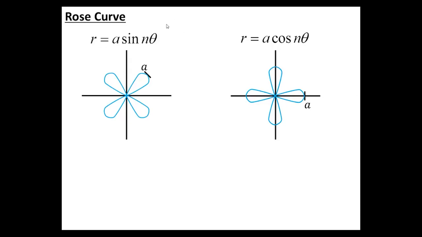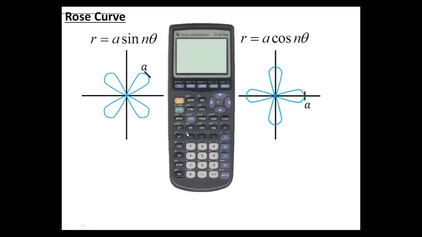So a rose curve is any polar equation that's of this basic format. Now we still have that same a value that we had before. That's going to be the radius. That's going to tell you how far out from the pole the rose, or the leaf, is going to go. And then the n value is going to determine the number of petals. The question is, how does that n value determine the number of petals?